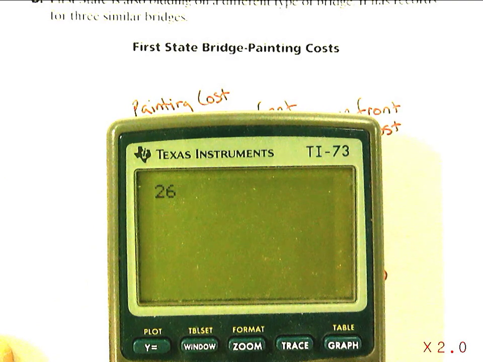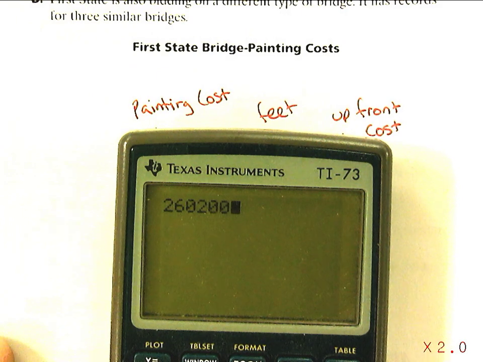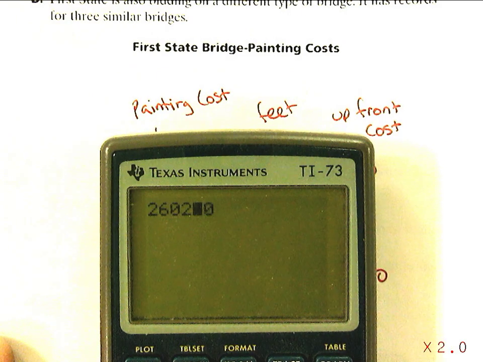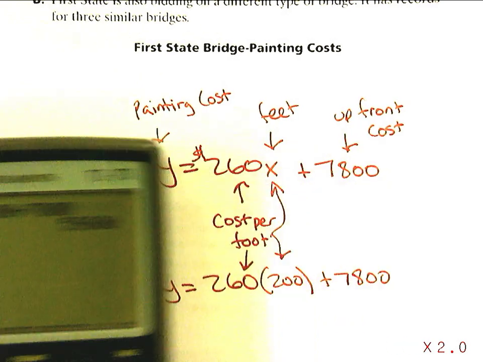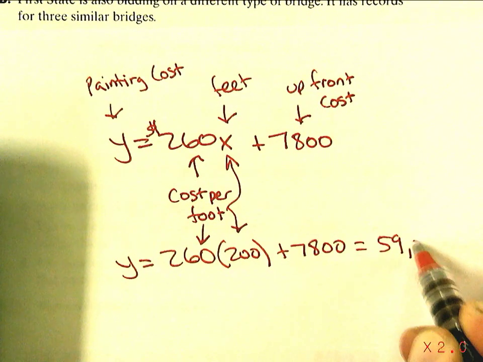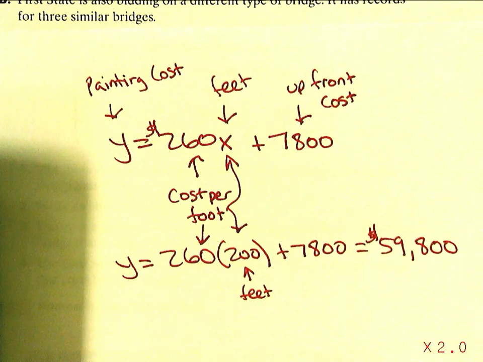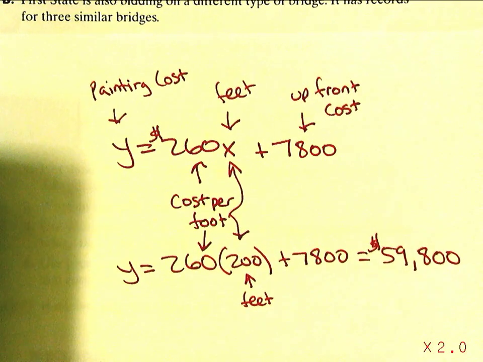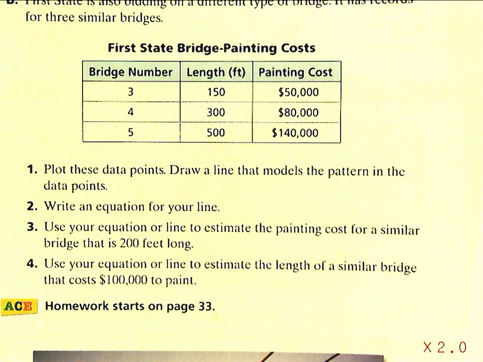So I'm going to go ahead and again just use my graphing calculator. 260 times 200 plus 7,800. So, $59,800. $59,800 for 200 feet of bridge to be painted. So equations are very helpful.